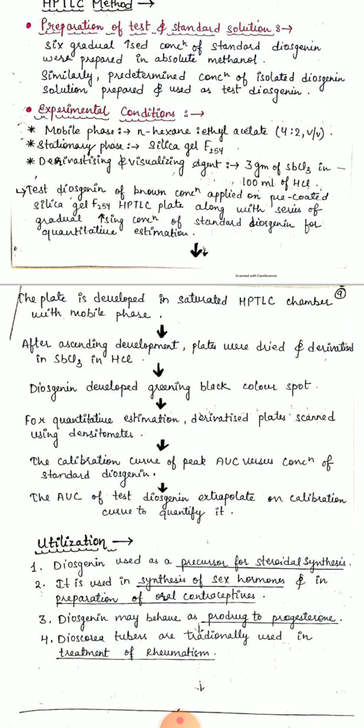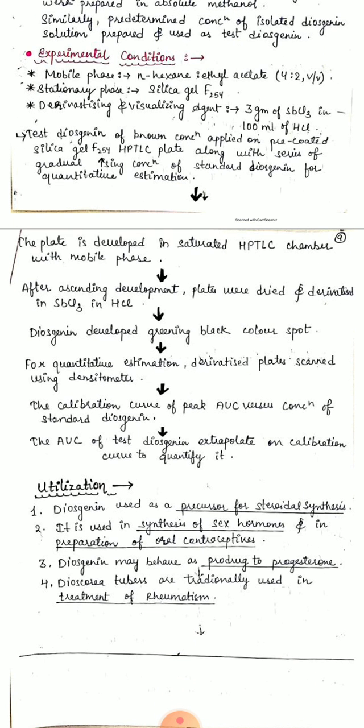Diosgenin develops a greenish black color spot. So it is a well defined color, that is a green black color. For quantitative estimation, the derivatized plates are scanned using a densitometer.